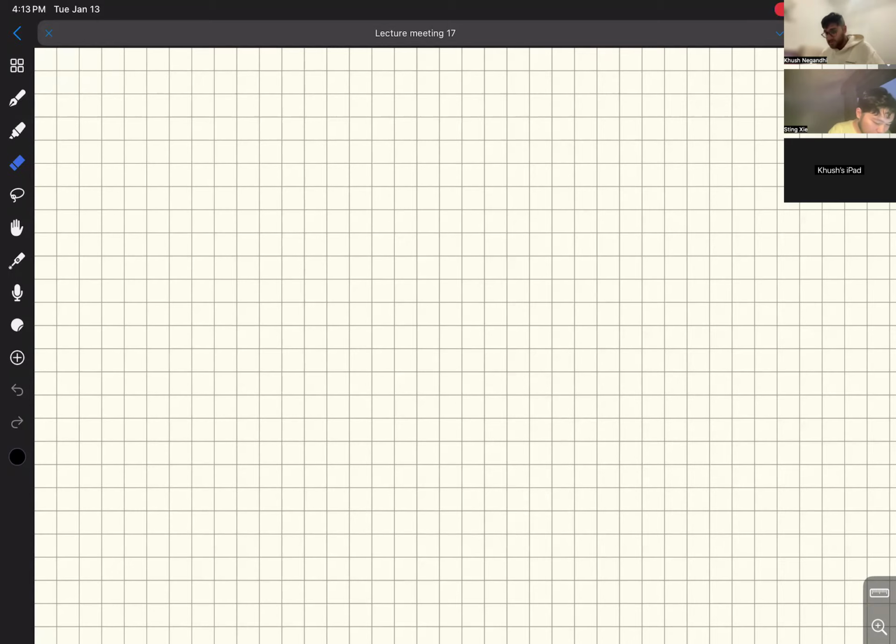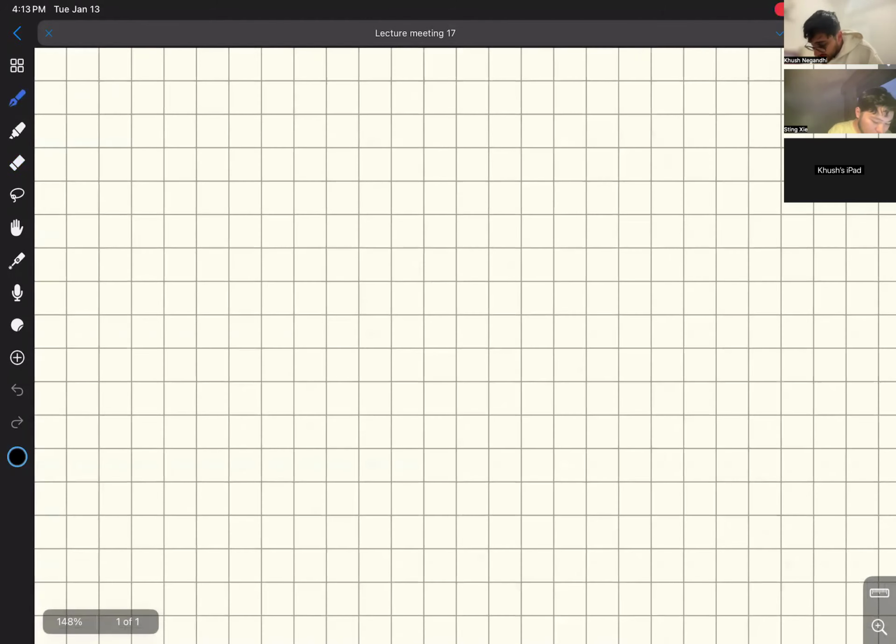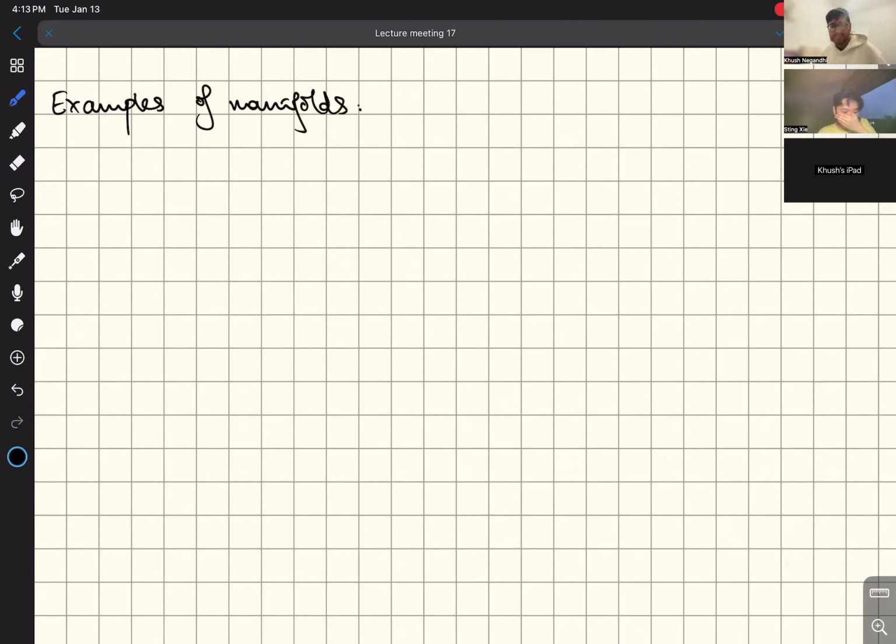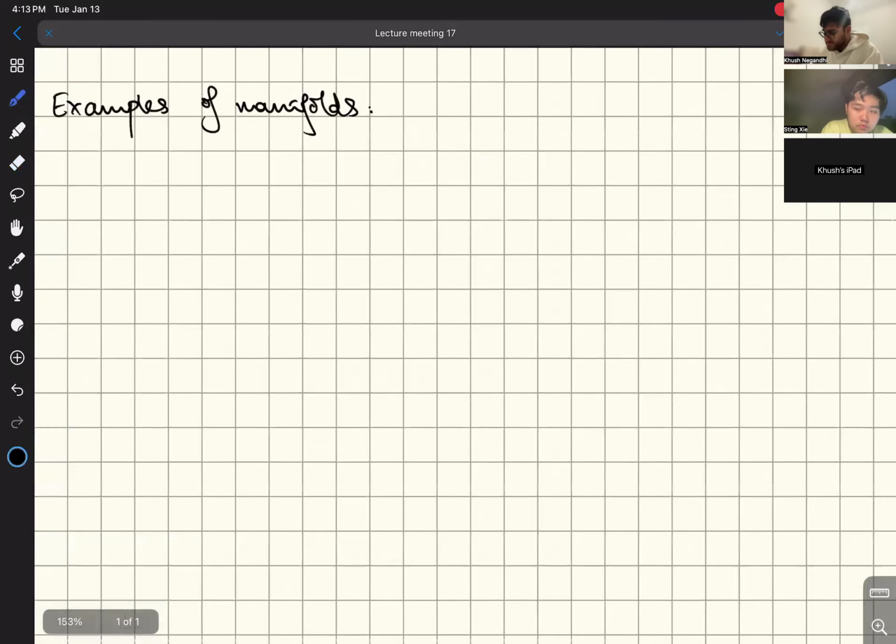So we're going to talk mainly about examples of manifolds. But before we start talking about examples, I do want to get a couple theorems out of the way because they're important in the sense that they allow us to define manifolds without having to use charts.